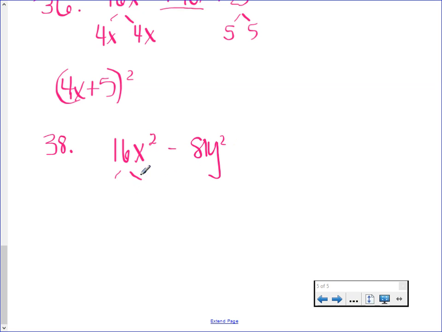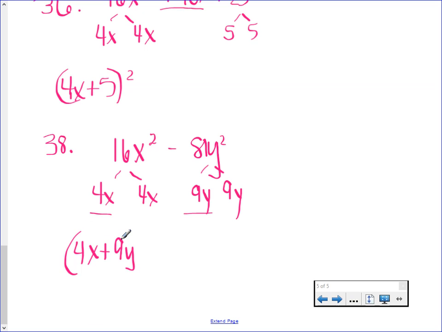So think about what you can make this turn into. 4x times 4x. What can I make the other one turn into? 9y times 9y. 81 is the same thing as 9 times 9, and y squared is the same thing as y times y. So now, since I know this is the difference of two squares, I'm going to use both, but I'm going to have a plus sign in one and a minus sign in the other. So there's my plus sign. The next one I'm going to use the other two, but it's going to be a minus sign.